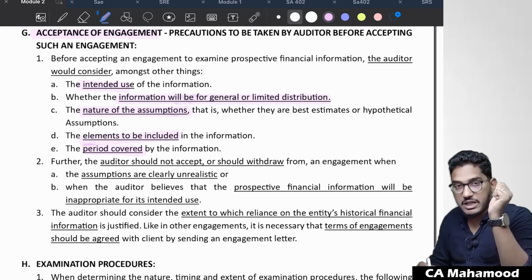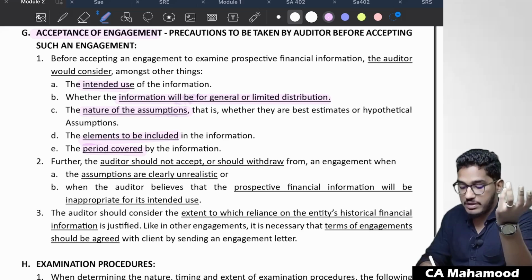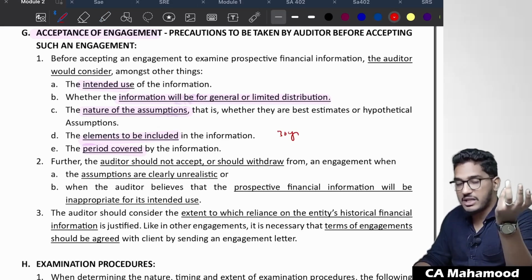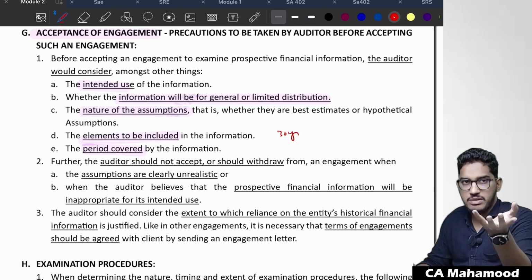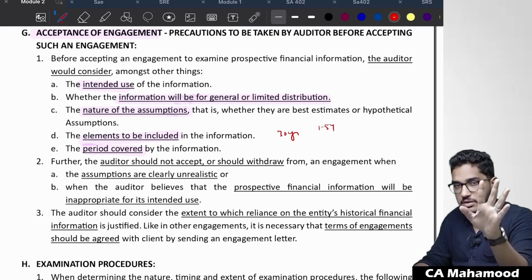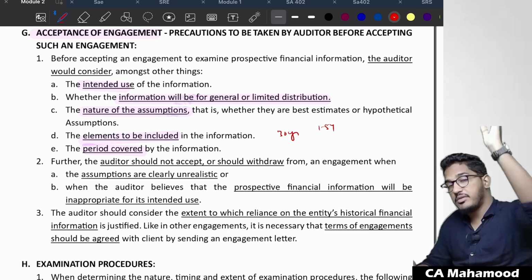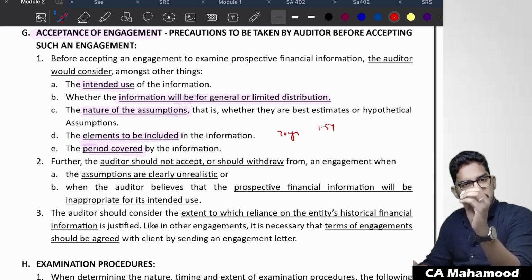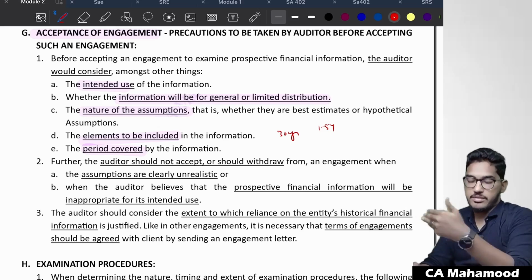And what is the period covered by the information? How long are they preparing for? For example, if they say that for the coming 30 years we will make an estimate, I will not accept such an engagement. Why? Because 30 years, who will know what will happen? If they come to me with assumptions for 1 to 5 years, okay, I can accept it. But if they prepare prospective financial information for the coming 30 years, 40 years, I will simply say no. Why? Because that is very unrealistic.